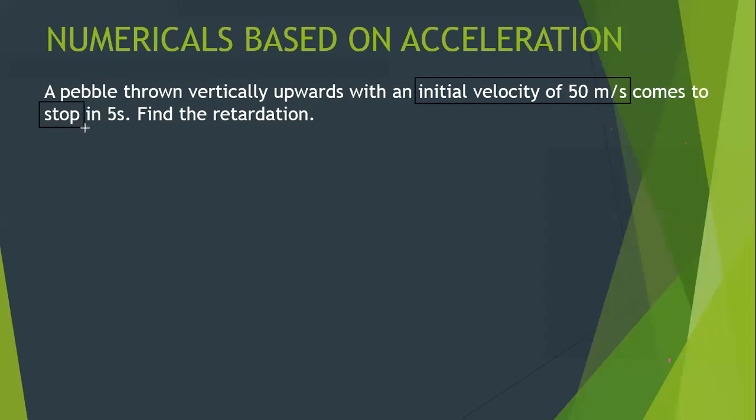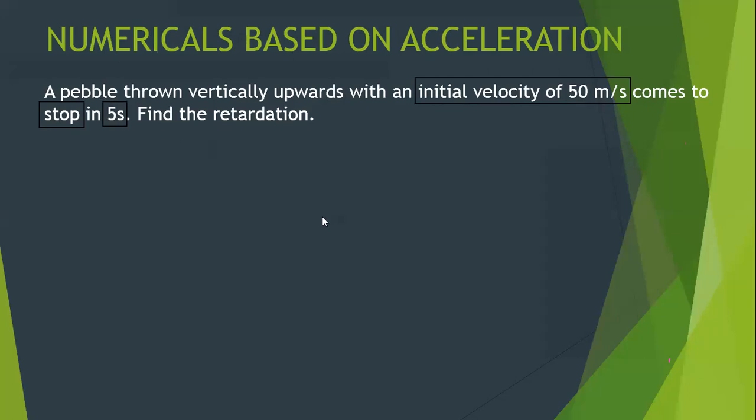It says it comes to stop. So what will be your final velocity, class? You will find the final velocity will be zero. Very good, Ruchit. What's the final velocity, beta? Zero. And how much time did it take? It took 5 seconds. So we are being asked to find the retardation.